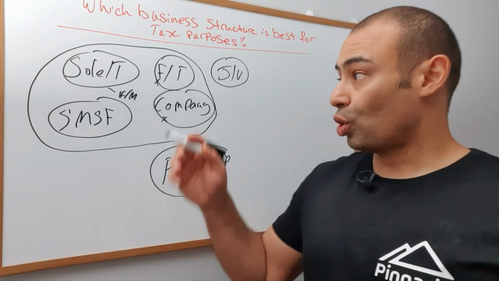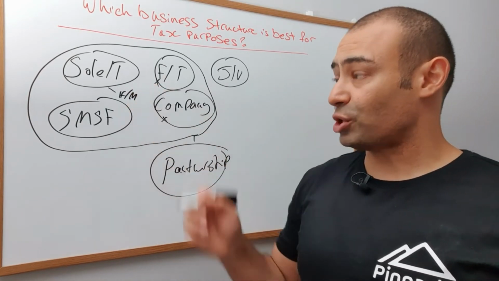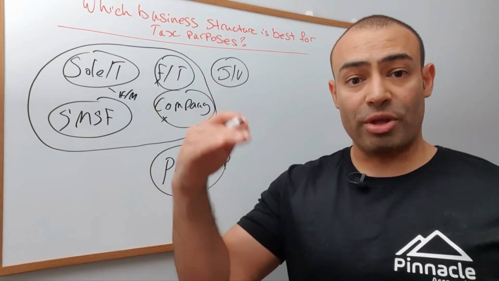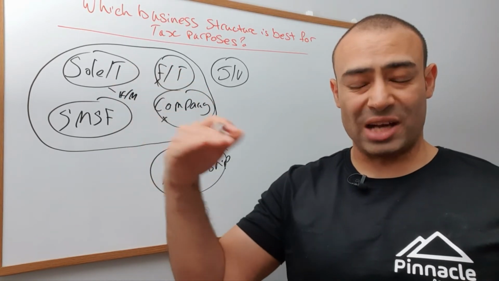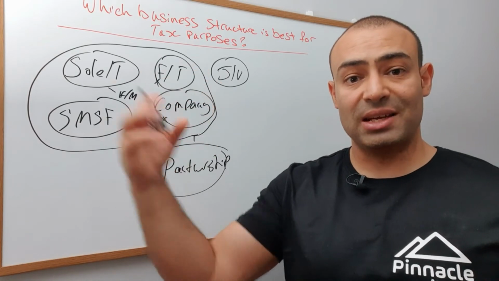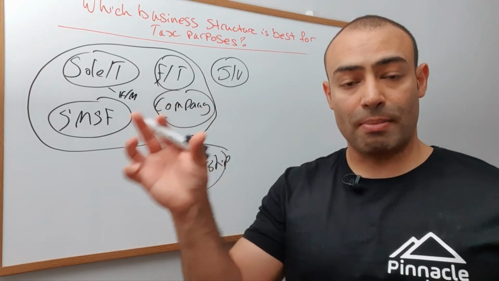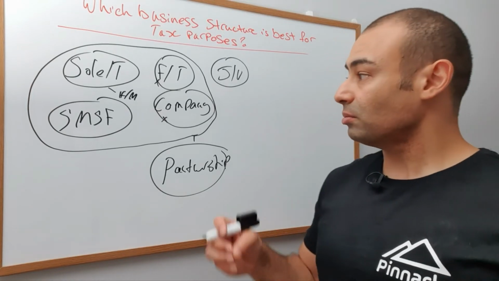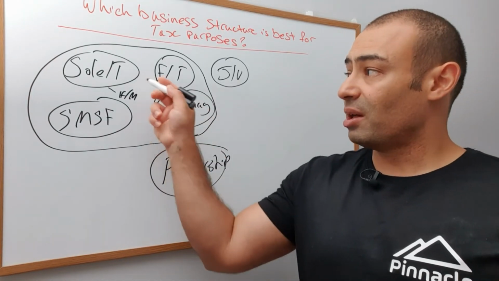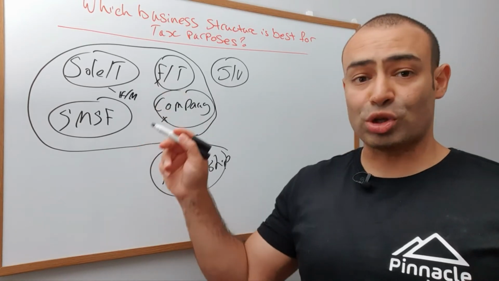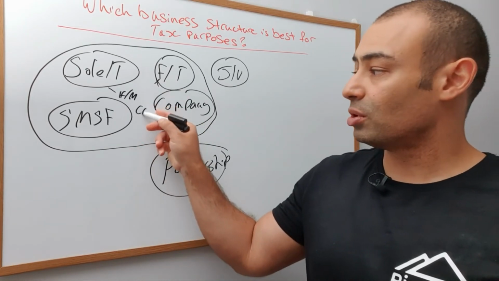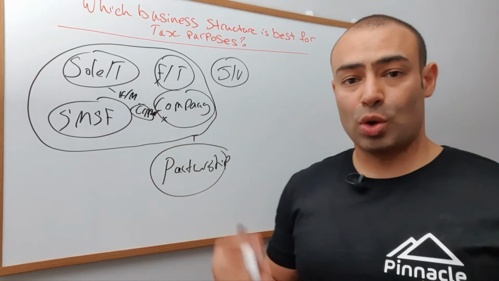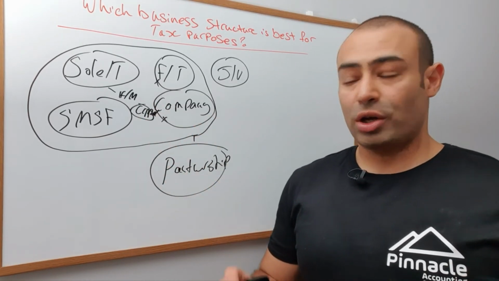A company has limited liability, but the company is taxed at either 25% or 30% from the first dollar, which if we compare it with a sole trader, the sole trader is taxed on the marginal income. So as the threshold increases, so does the tax on each bracket of the income received. But at the same time, the tax for a sole trader is not capped. It is capped when we use a company.